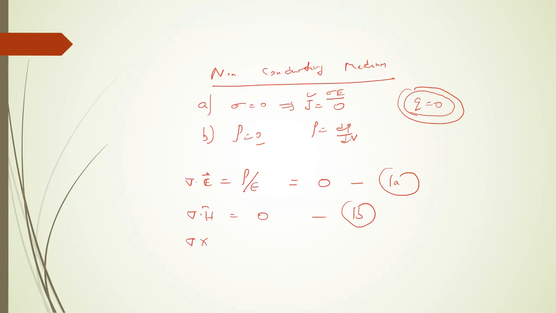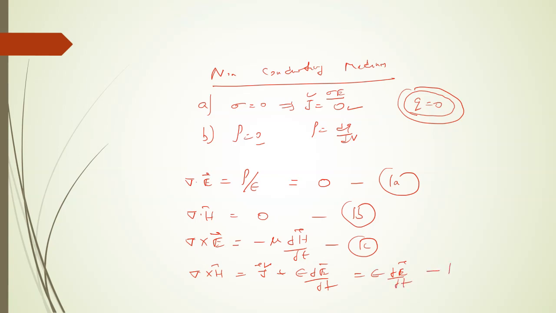so please see our playlist of electromagnetic field theory. Del cross E equals minus mu curly H by curly T, equation number 1c. Del cross H equals J plus epsilon curly E by curly T. Now J is 0, so this will be 0. So del cross H equals epsilon curly E by curly T, equation 1d. So these are the four Maxwell equations we are going to use to derive the wave equation in terms of magnetic field intensity H.